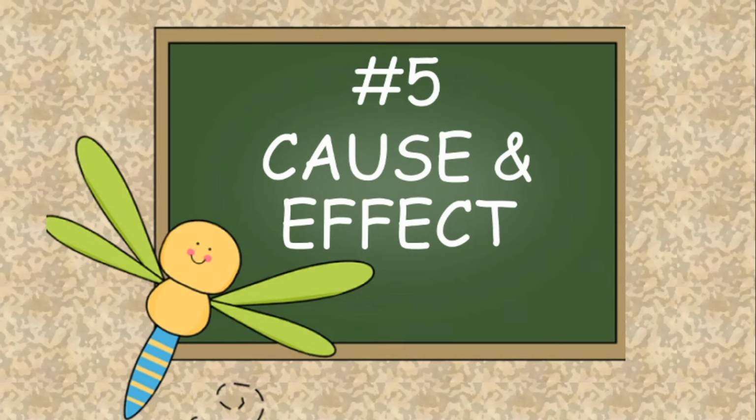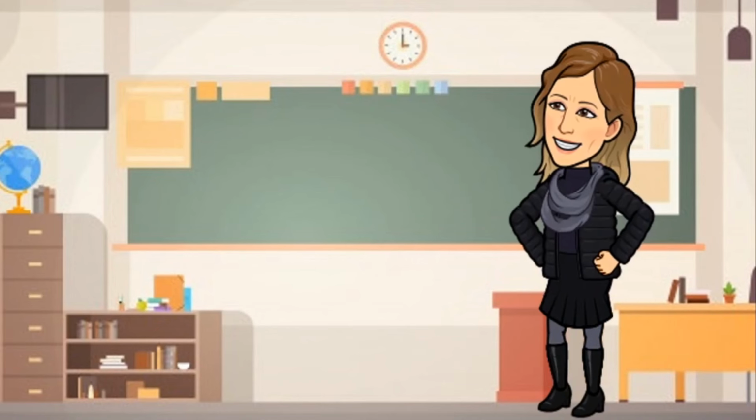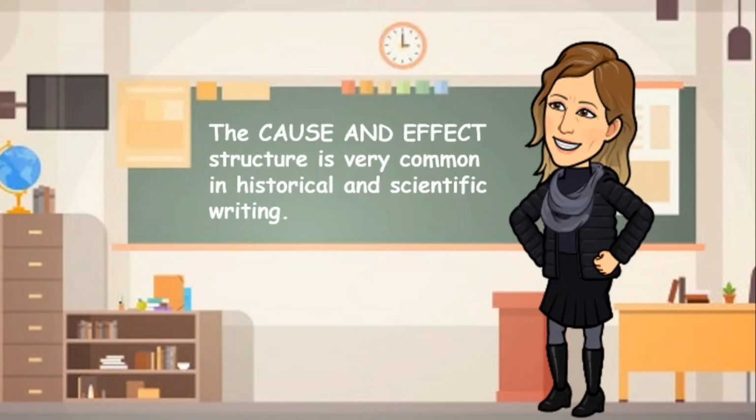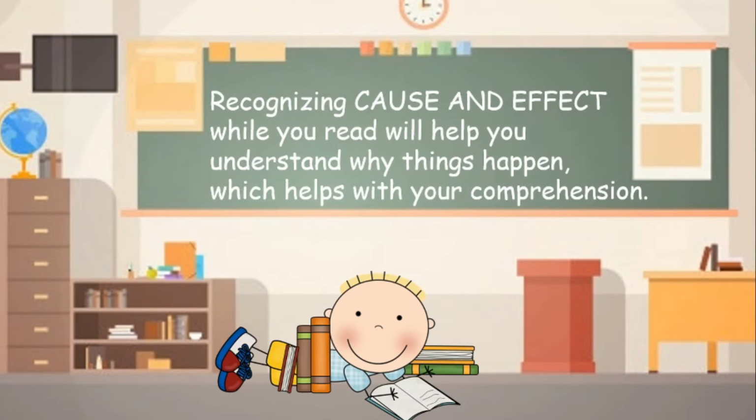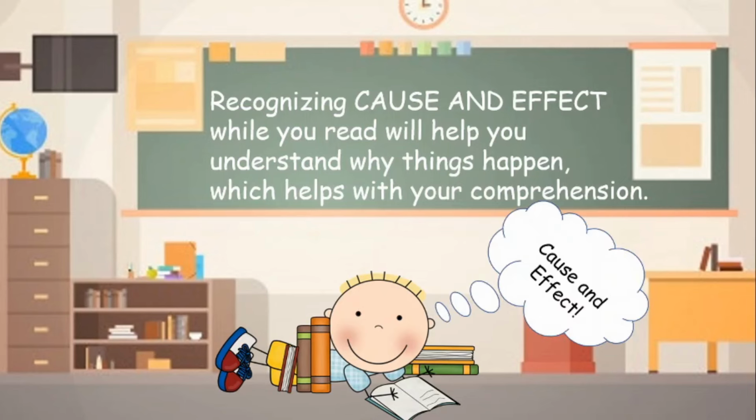Number 5, cause and effect. The cause and effect structure is very common in historical and scientific writing. This text will tell you that because of one thing happening, another thing happened. You're looking for the cause that made the effect occur. Recognizing cause and effect while you read will help you understand why things happen, which helps with your comprehension.